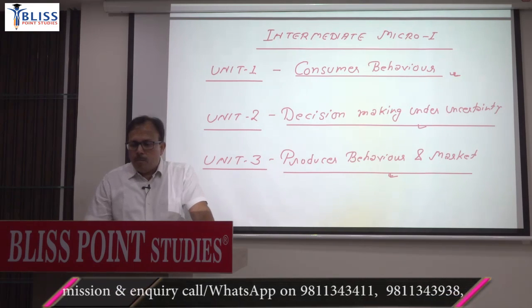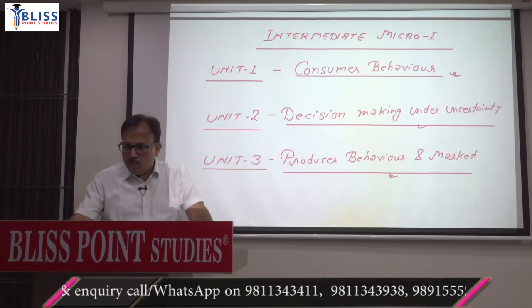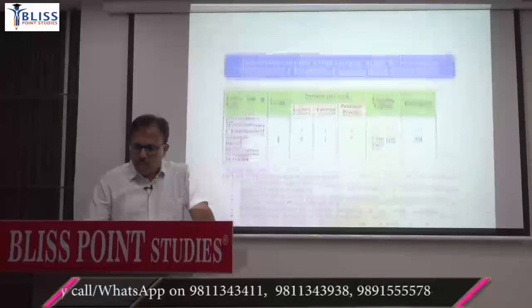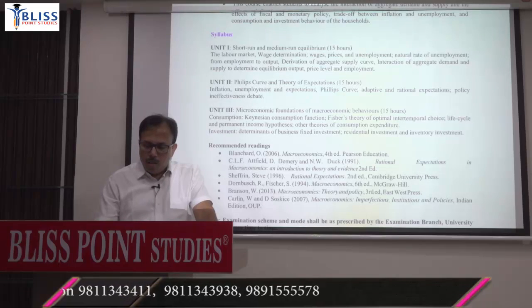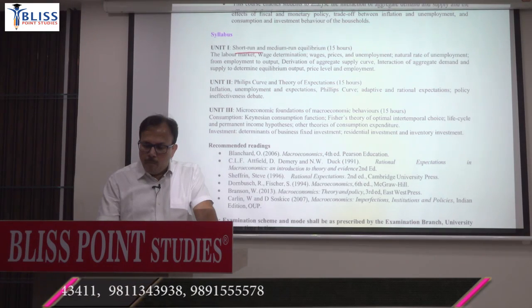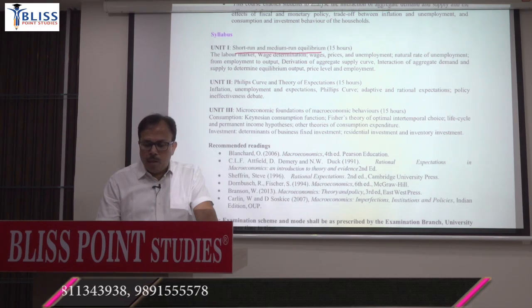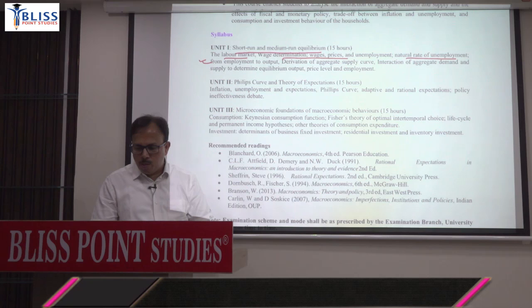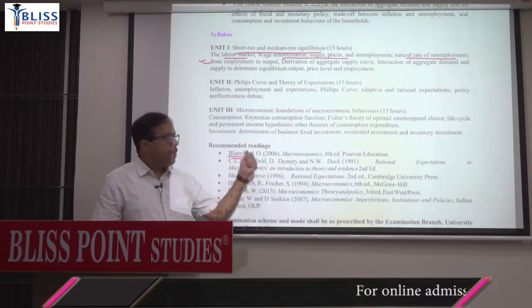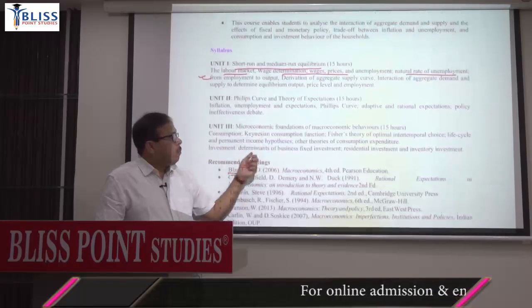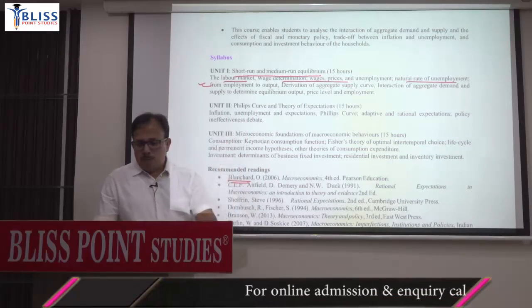As far as intermediate macro 1 is concerned, the syllabus is updated for intermediate macro. Again it has 3 units. First unit is short run and medium run equilibrium. One chapter will be labor market, then aggregate supply, aggregate demand, natural rate of unemployment, and the reference for this will be Blanchard. So the reference book will be Blanchard, mainly chapter numbers 6, 7, 8 and 9.